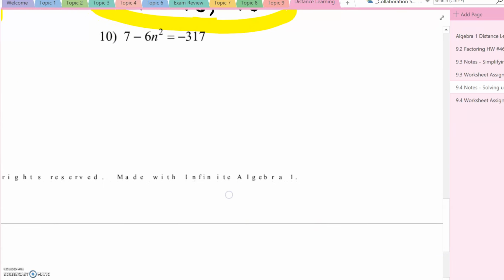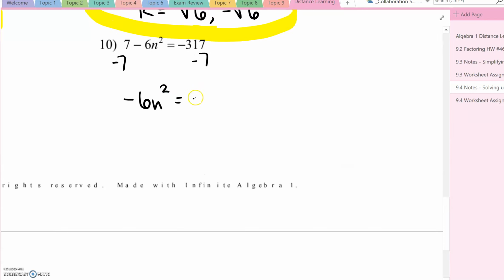So number 10, similar concept, just different numbers. So we have 7 minus 6n squared equals negative 317. What is the first thing we need to get rid of to get the n by itself? That positive 7 out front. How do you get rid of a positive 7? You subtract 7. So we have negative 6n squared equals, we have a negative minus a number. We're going to become more negative. So we have negative 317 minus 7. We're going to get negative 324.